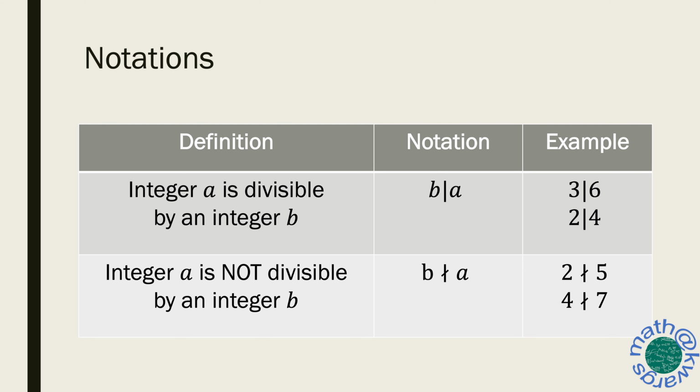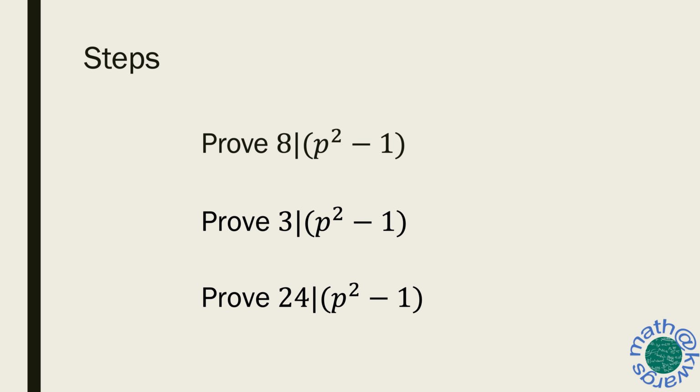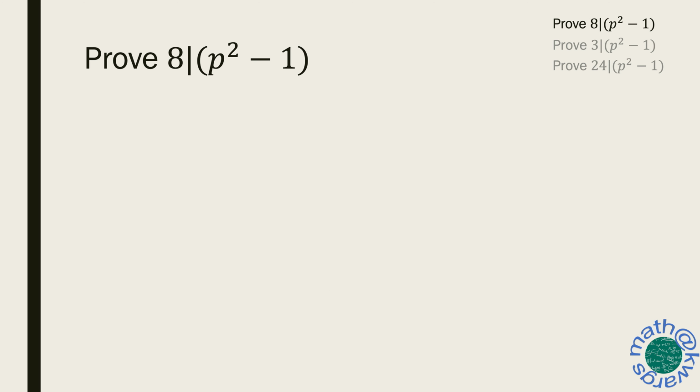Alright, now we are clear about the notations. We will prove this in 3 steps. First, we prove p squared minus 1 is divisible by 8. Then we prove p squared minus 1 is divisible by 3. And finally, we can prove p squared minus 1 is divisible by 24. Let's get started on step 1.